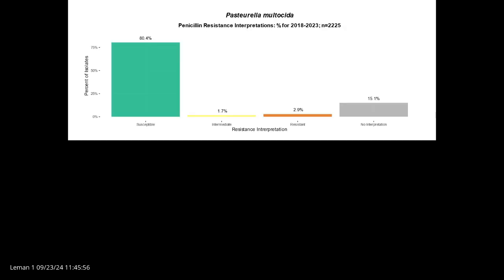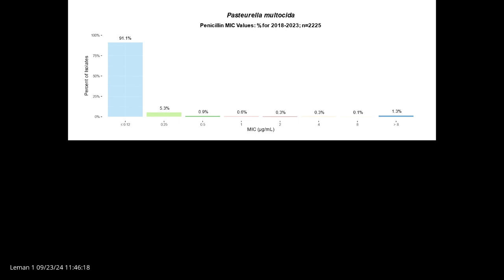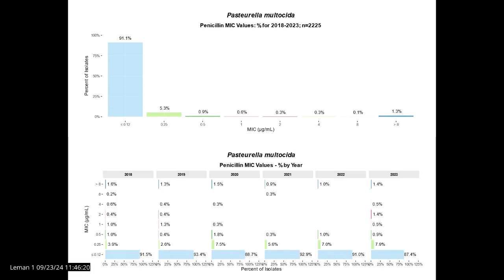All right, so when we look at what might be labeled or out there, penicillin, we have 80% susceptible with a big 15% no interpretation. And you'll notice that starting here in about 2019, these all morphed down into the susceptible. So we're at about 94, 95%. So the penicillin seems to potentially be very efficacious against Pasteurella multocida. When we look at the MICs over time, they are stable, greater than 90% here at that lowest dilution on the Sensititre plate.